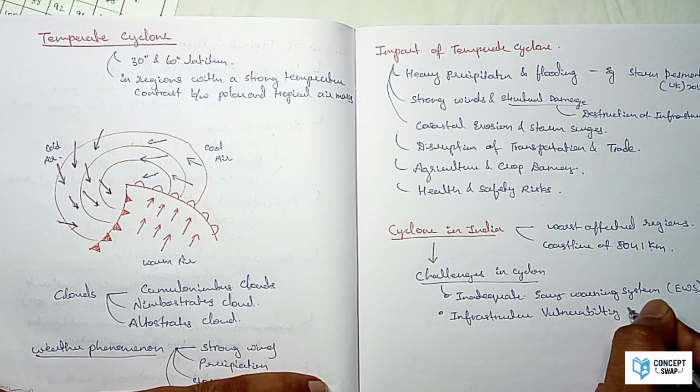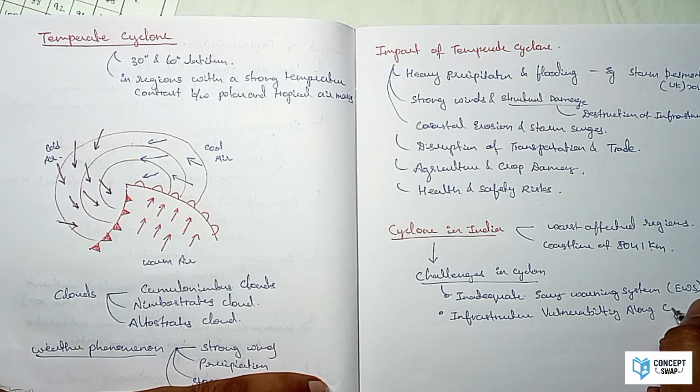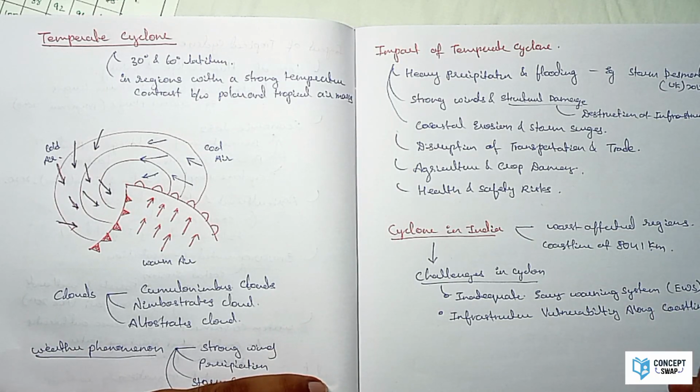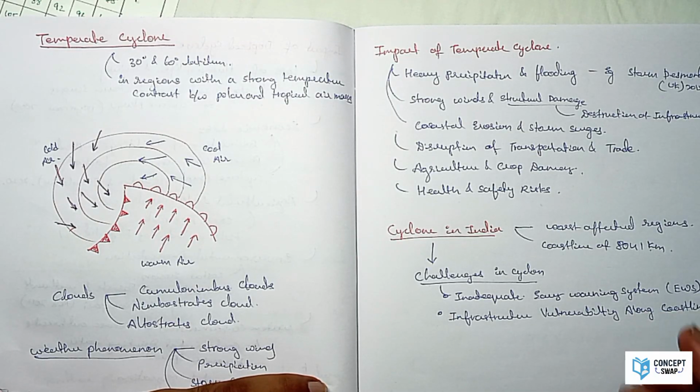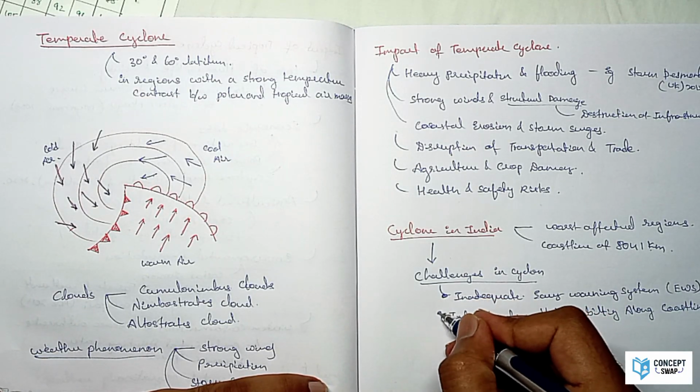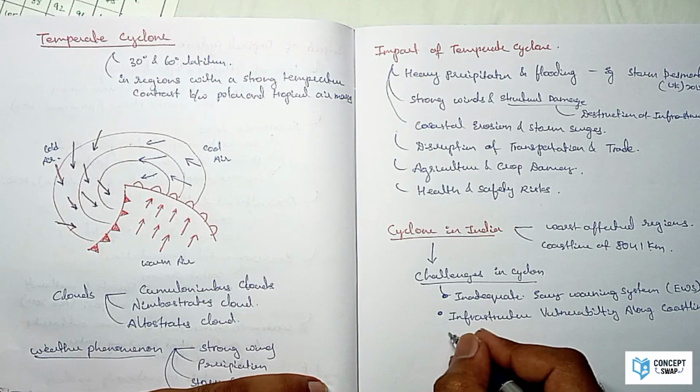vulnerability along the coast. For example, we can see in Japan there are bunkers for earthquakes, shelters for earthquakes. But in India, there are no shelters like that, even though there are the most vulnerable areas. I don't know why the government is not taking disasters so seriously. Okay, in future we can see also.